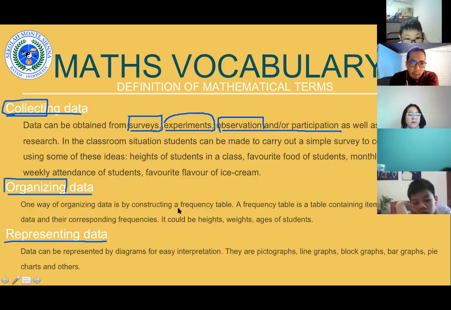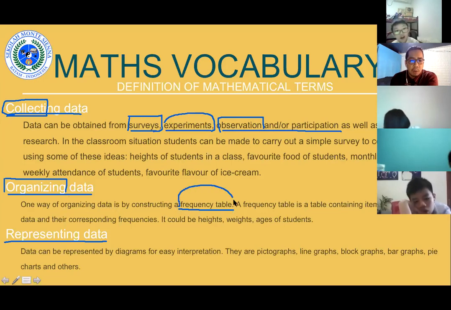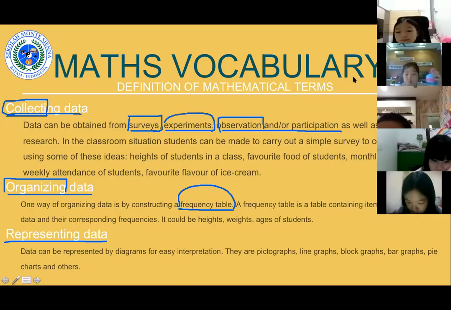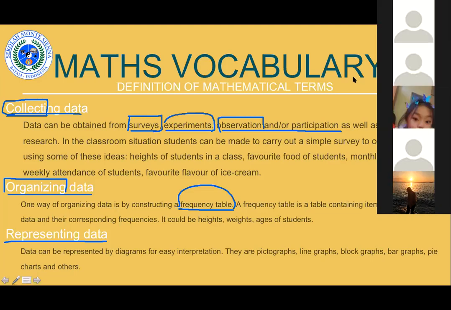And then after that, we're going to organize. We use a frequency table. So later on, I'll show you how to create and how to present data using a frequency table. Okay?